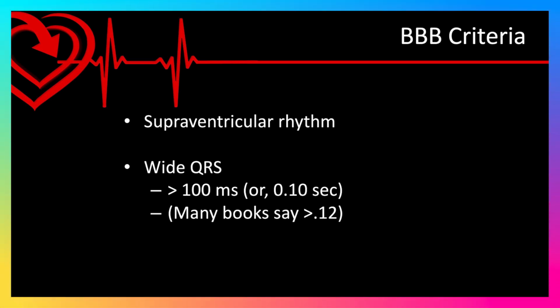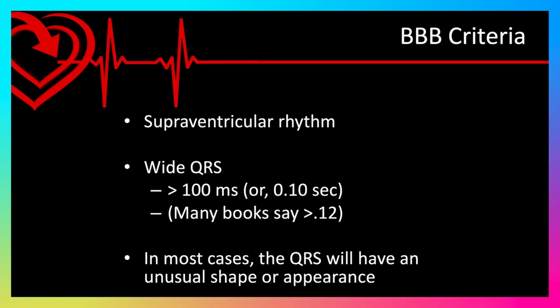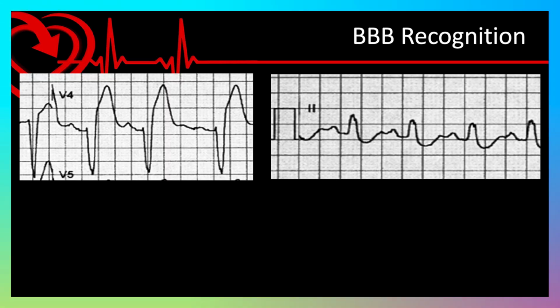Now, wide in this case might be identified as either greater than 0.12 or perhaps just greater than 0.10, which is confusing because technically we say that up to 0.12 is a normal narrow QRS. So if it's between 0.10 and 0.12 and has a strange shape, a strange morphology, has the notch, that's going to make you realize that this is probably a bundle branch block. So here's some examples.